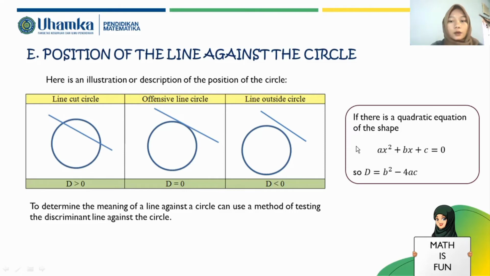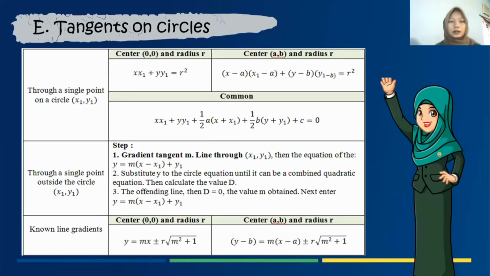If there is a quadratic equation of the shape ax squared plus bx plus c equals 0, then d equals b squared minus 4ac. And the last is tangent lines on circles.